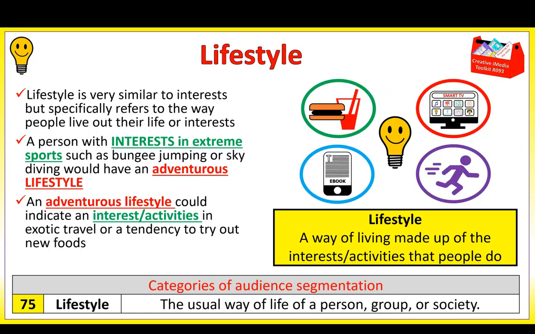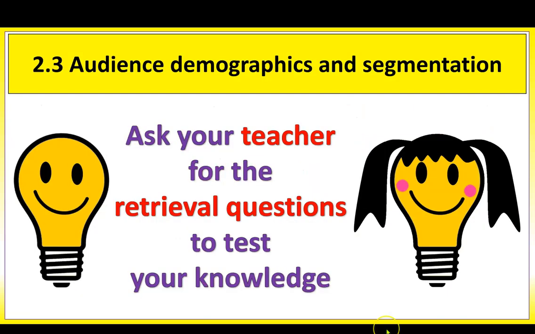Lifestyle is very similar to interest, but it specifically refers to the way people live out their life or interests. So a person with interest in extreme sports, such as bungee jumping or skydiving, would have an adventurous lifestyle. An adventurous lifestyle could indicate interests and activities in exotic travel or a tendency to try out new foods. That concludes our research on audience segmentation.